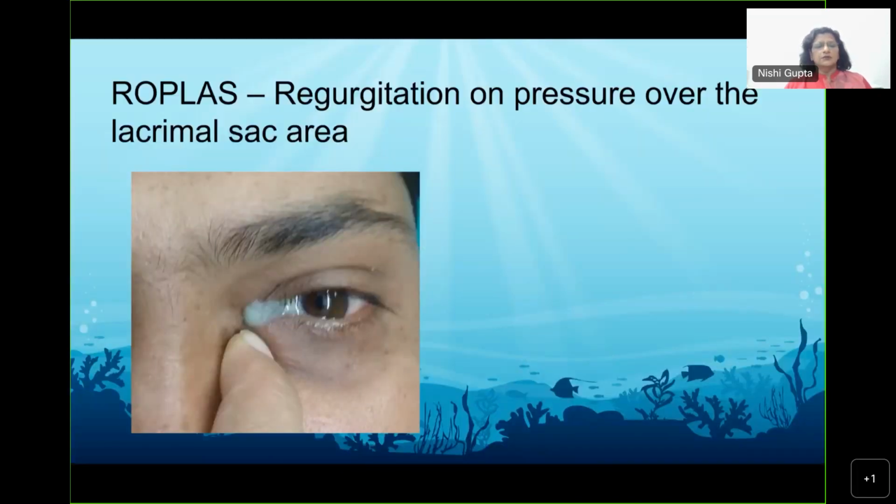So the most important test is Rophe's test, that is regurgitation on pressure over the lacrimal sac area. When the lacrimal sac is full of discharge because of the obstruction lower down in the nasolacrimal duct, when this medial canthal area is pressed, there is regurgitation of secretions, and it indicates that there is NLD block. This is diagnostic of NLD block because the secretions are infected. That means the secretions have come from the lacrimal sac, so all this proximal system of punctum and canaliculi is patent. So the obstruction is likely to be at the NLD site.